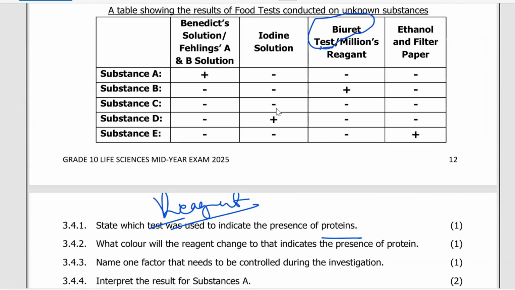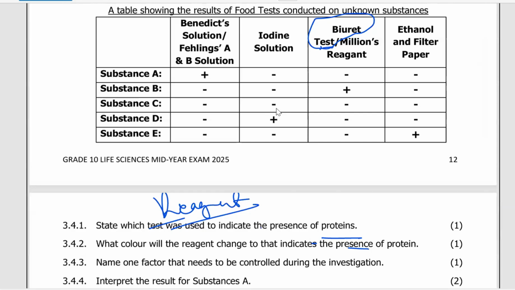Which reagent? So it's Biuret's test. Biuret's or Millon's reagent. Then they are asking what color the reagent changes to when proteins are present. So basically, it changes into purple or violet.